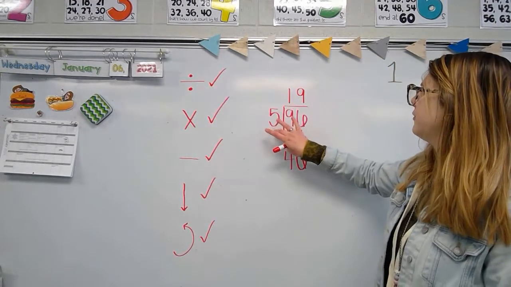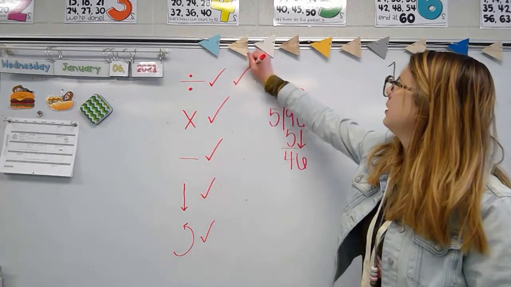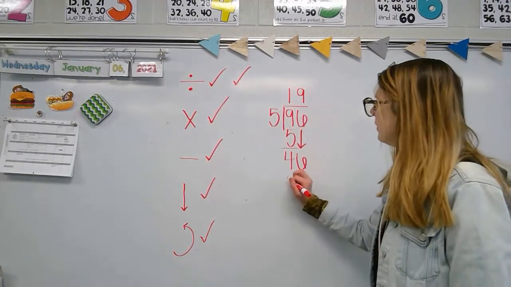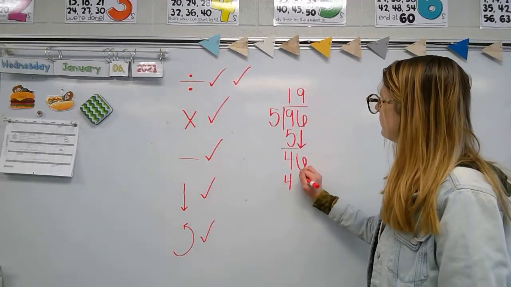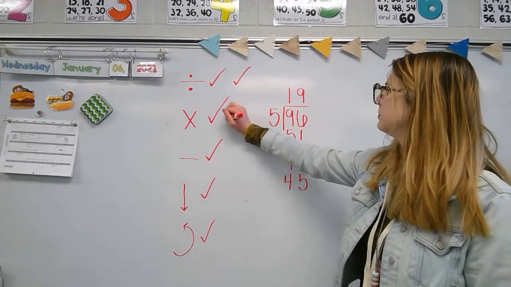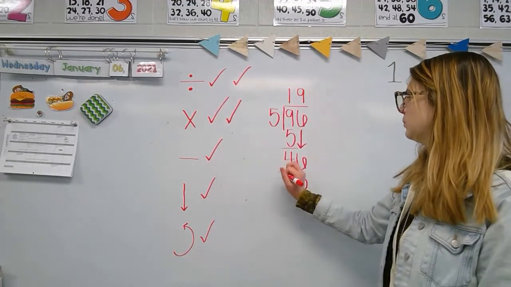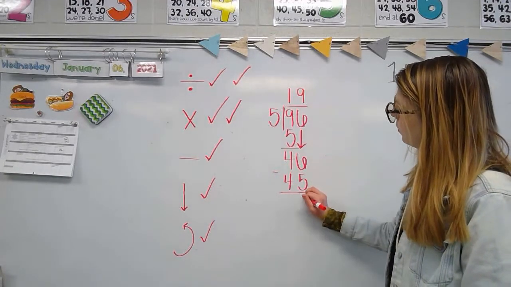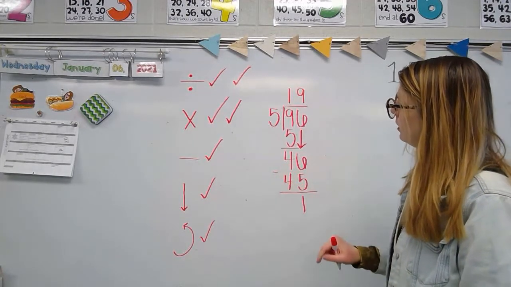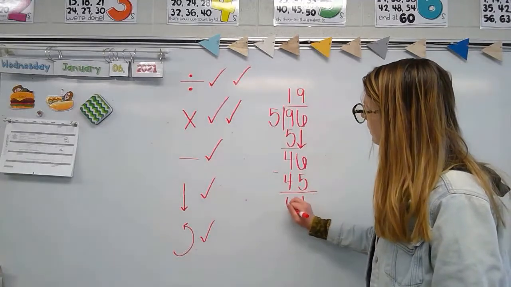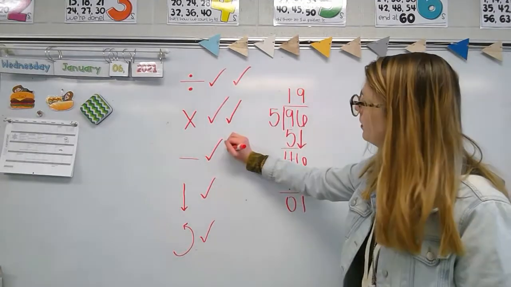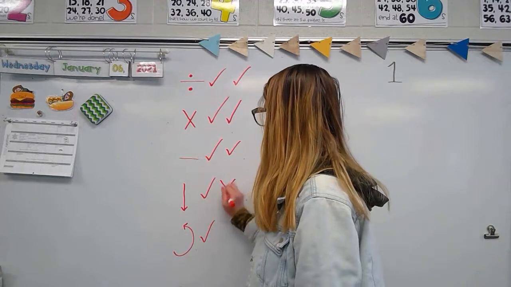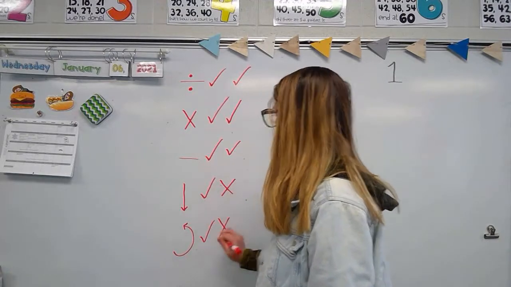Okay. 5 times 9 is 45. Subtract. 6 minus 5 is 1. 4 minus 4 is 0. So 1. Nothing to bring on down. Nothing to bring on back.